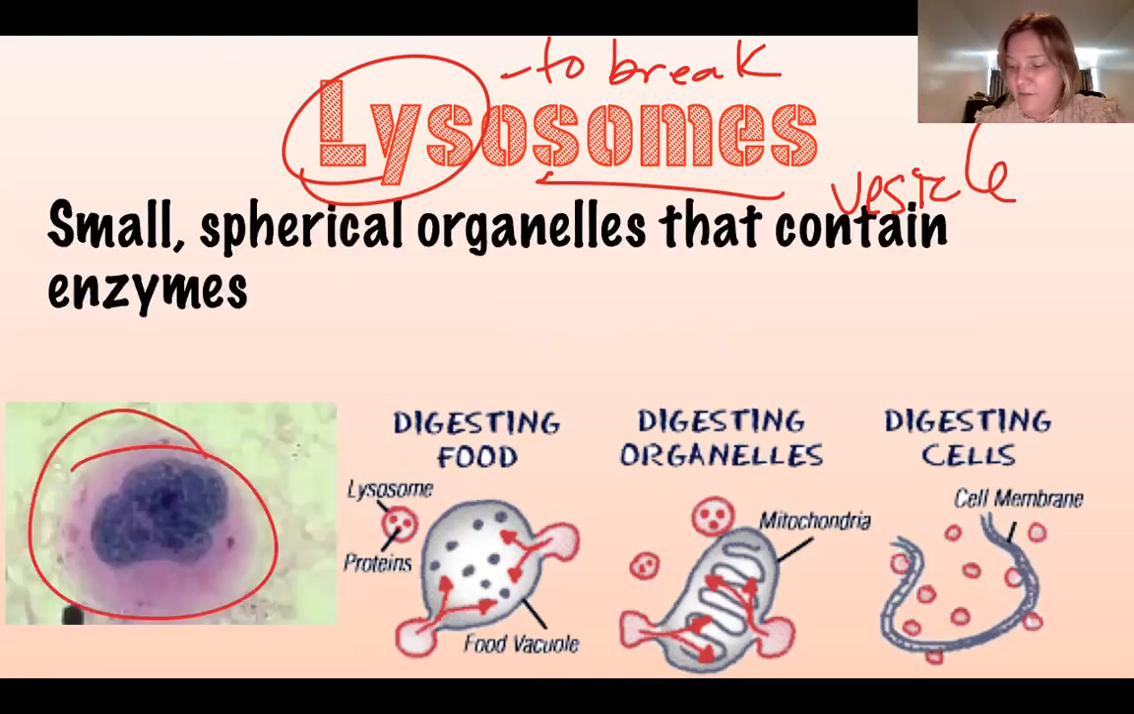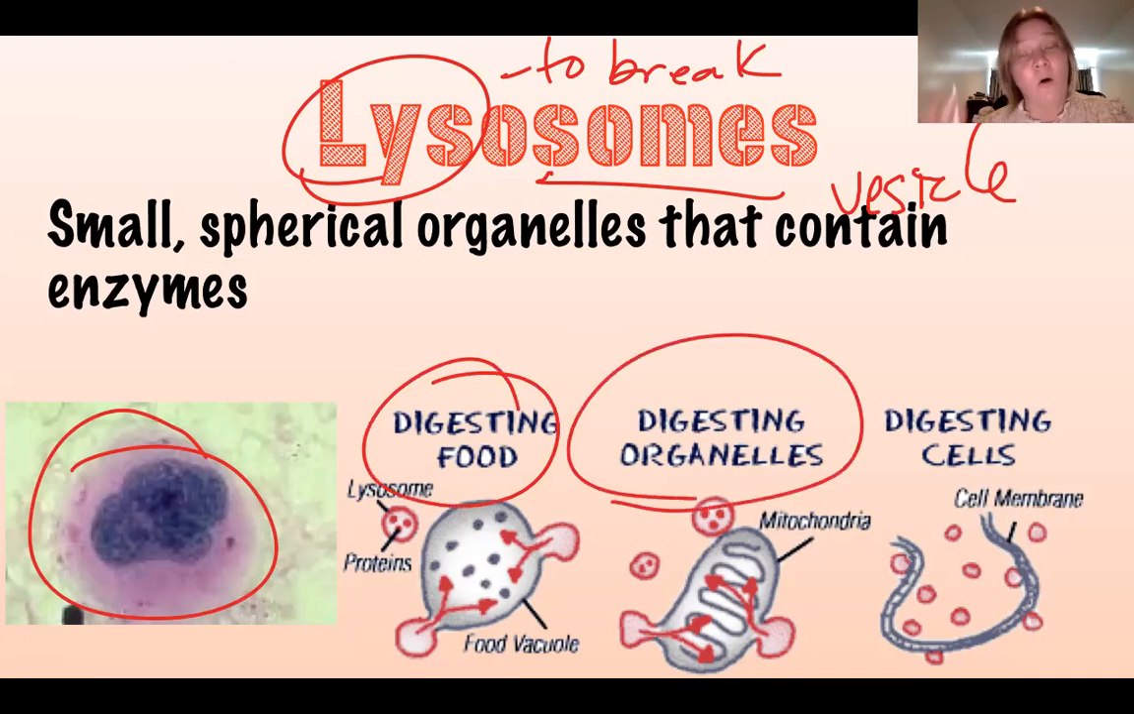So this is a photographic image of a lysosome, and the dark purple area you see in the middle, that is enzyme. So why do you need organelles inside of a cell, which are basically just lipid bilayer balls full of enzymes? Easy. You needed to digest food. You also needed to digest old organelles.